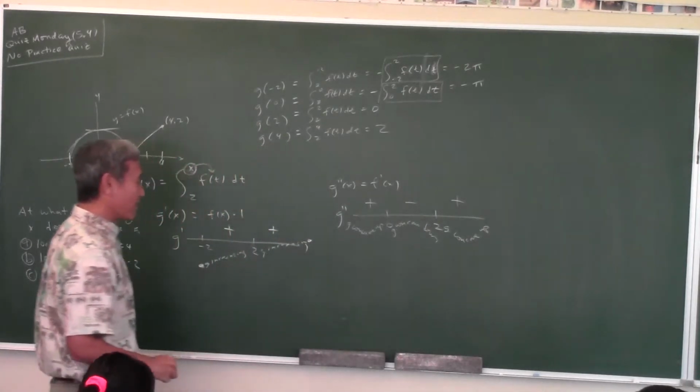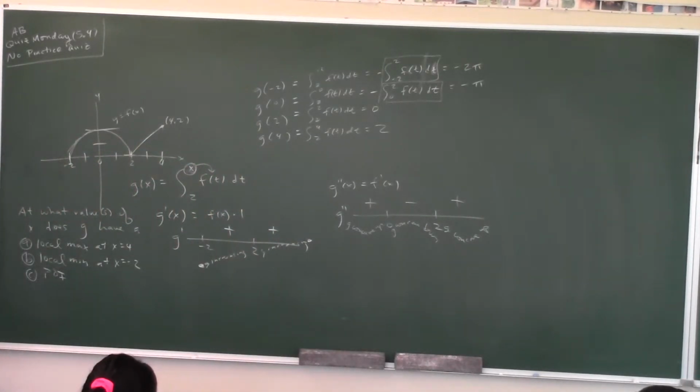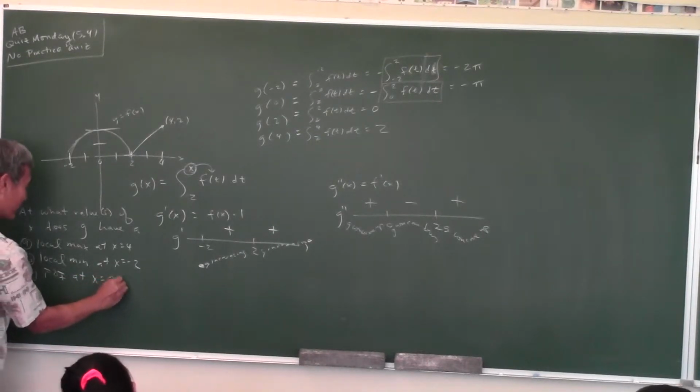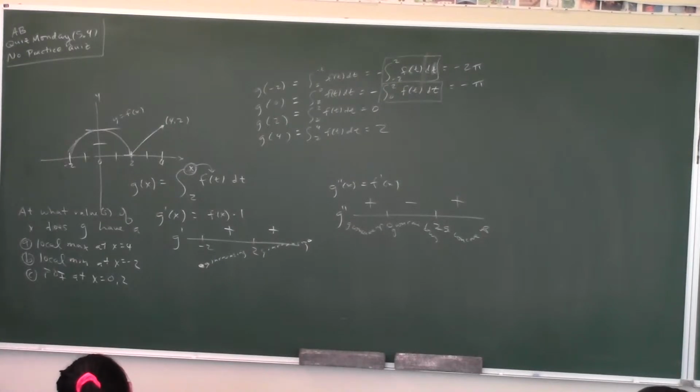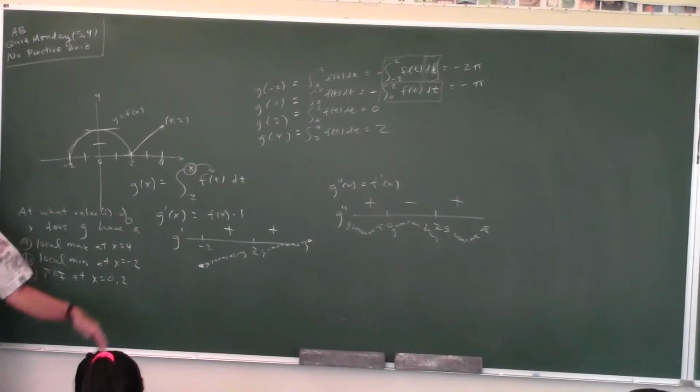So, is 0 a point of inflection? Does it change concavity there? Yeah. What about 2? Yeah, so there's a point of inflection at x equals 0 and 2. This is how you do this problem. You're going to get 2 of those on tonight's homework. You're going to get 1 on the practice test, and then on next week's test, you're going to have a good one.